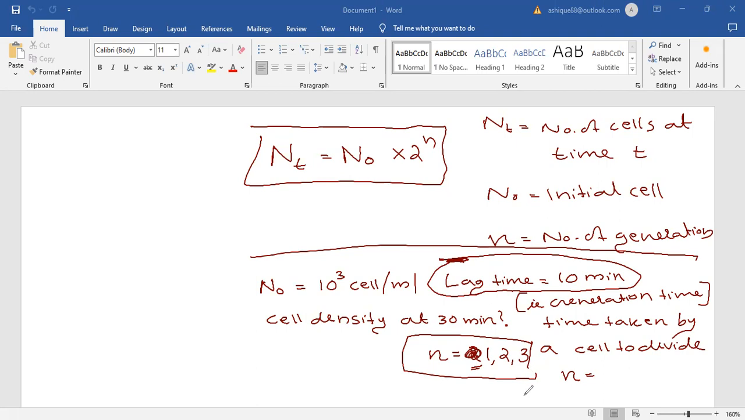What will happen during the first 0 to 10 minutes? Nothing, sir, they will prepare their material. Then from 10 to 20 minutes, what will happen? One generation. What will happen from 20 to 30? They'll divide again, second generation. So what is the number of N here? 2. 2 is the N, isn't it? Yes, sir.